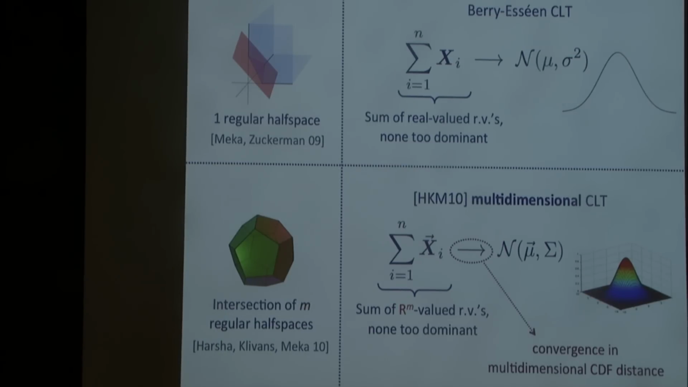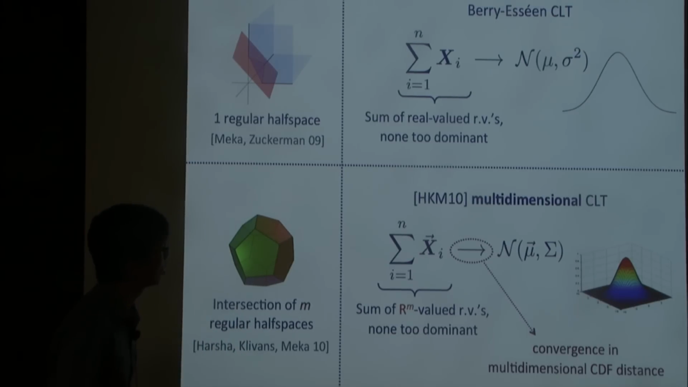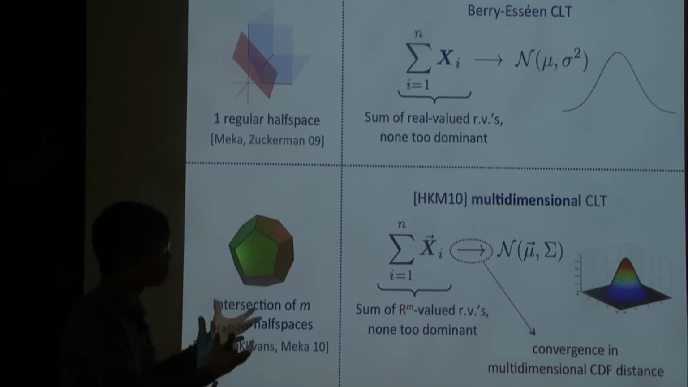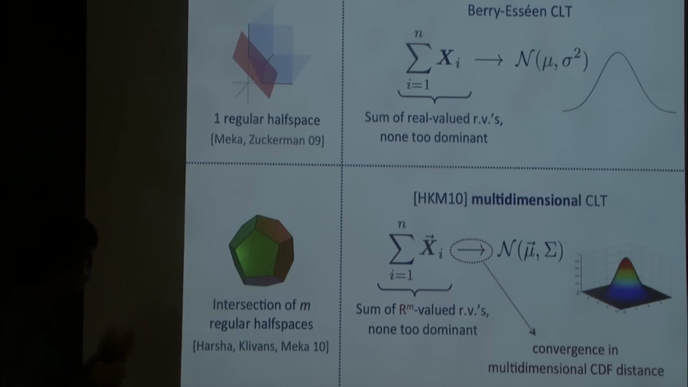Multidimensional central limit theorems have been very, very well studied before that paper, but they needed a specific version that they had to prove themselves, that you converge to a multidimensional Gaussian, now in multidimensional CDF distance. So first of all, they prove something that has nothing to do with pseudorandomness. They prove just a very nice, independently interesting central limit theorem.